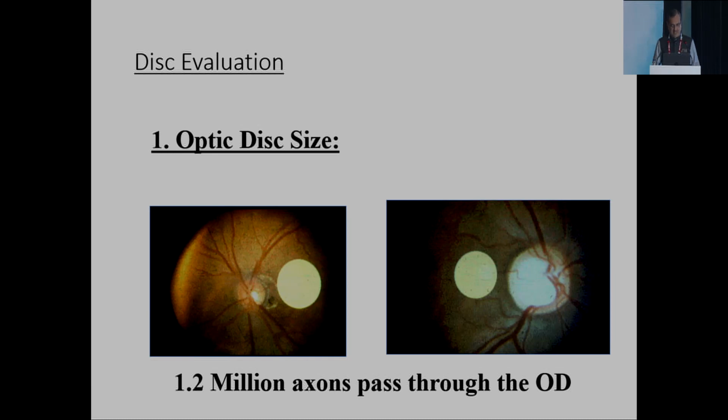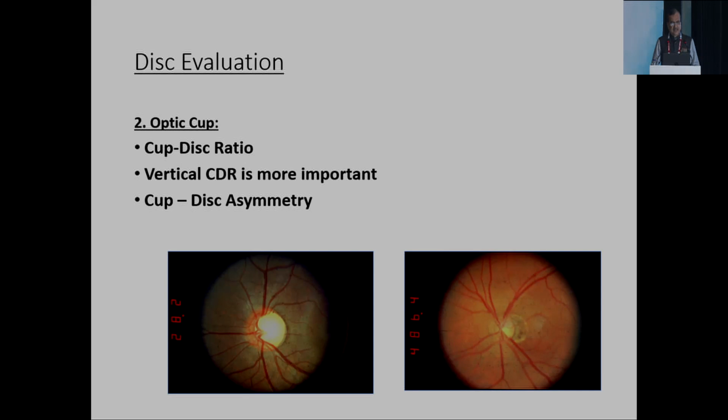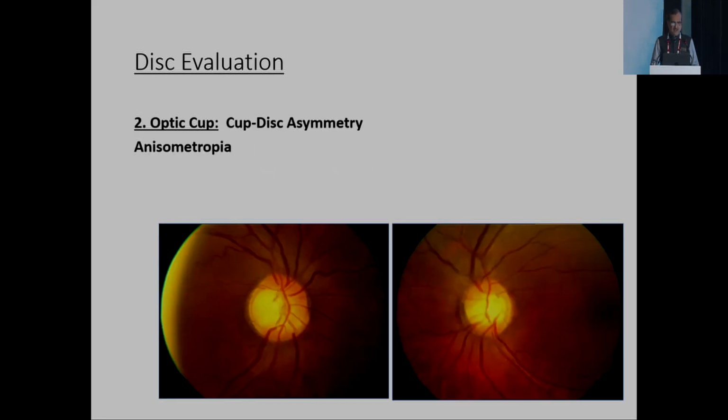If you see here on the left, you see a small disc with the spotlight, it is smaller. The spotlight is about 1.5 millimeters in diameter. Whereas on the right, if you see the disc, it is long, it is a large disc compared to the spot size of the direct ophthalmoscope. The optic disc cup, the vertical cup disc ratio is more important, and then you need to look out for any disc asymmetry. The optic cup asymmetry, also you need to take into consideration the size of the disc, whether there is an anisometropia here. Obviously, in the photograph on the left, the disc is larger compared to the right.